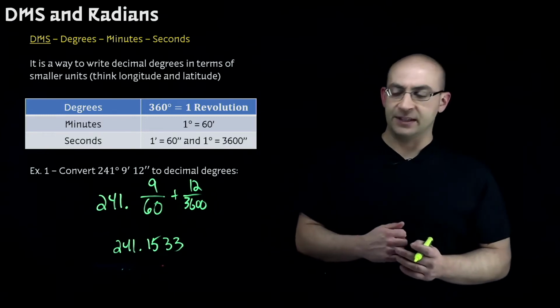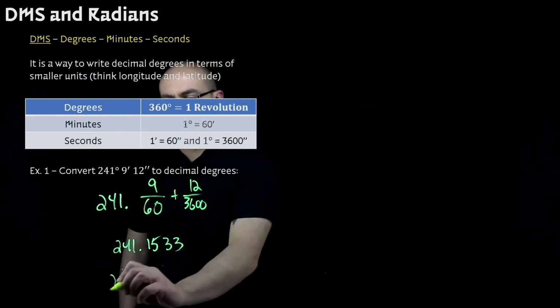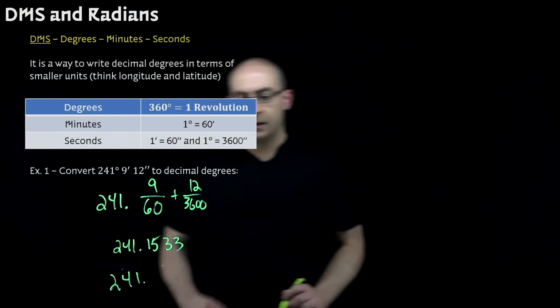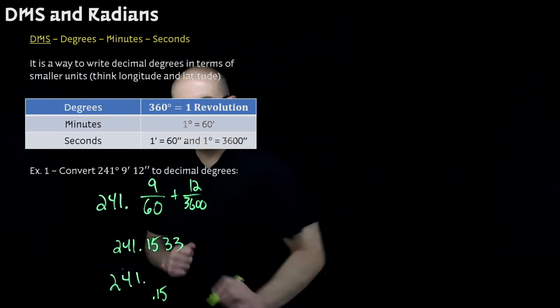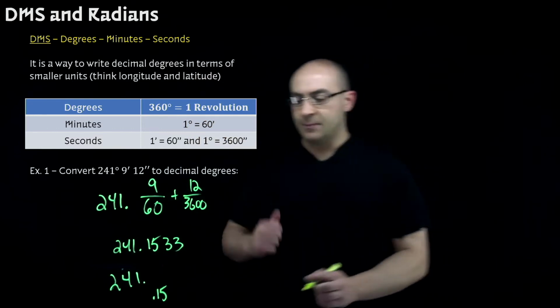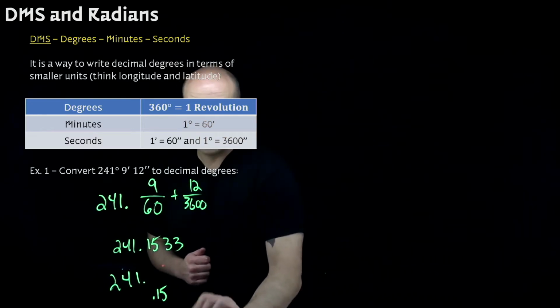Let's break it down a little bit differently. 241 we knew. 0.15 was the 9 over 60, and I wonder if you heard that.